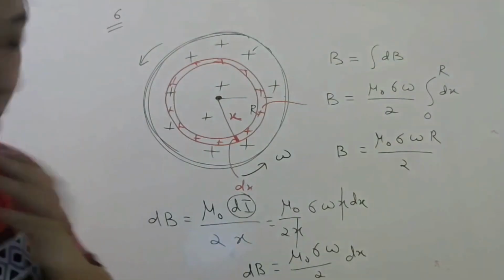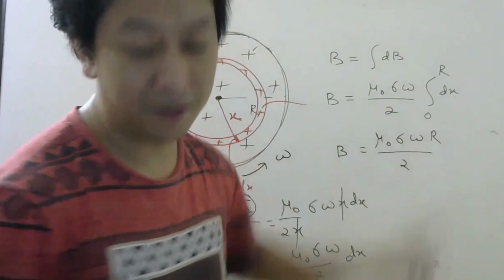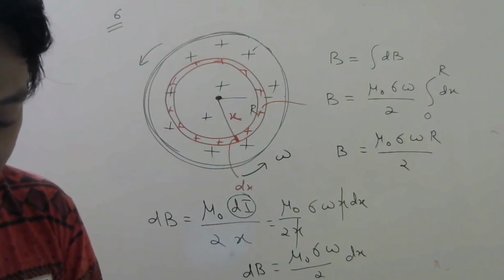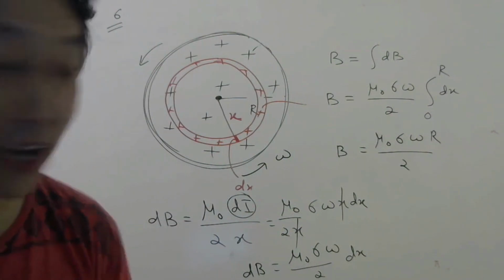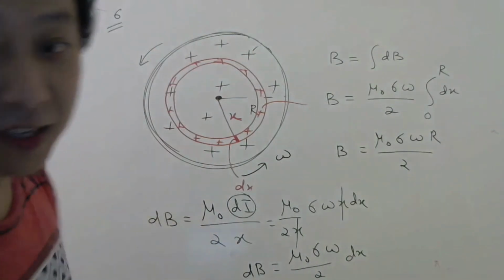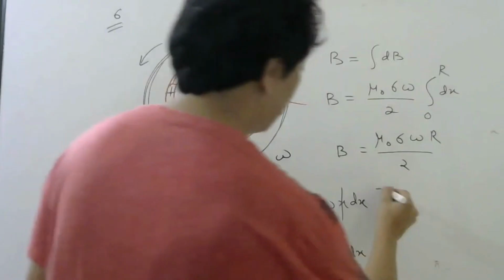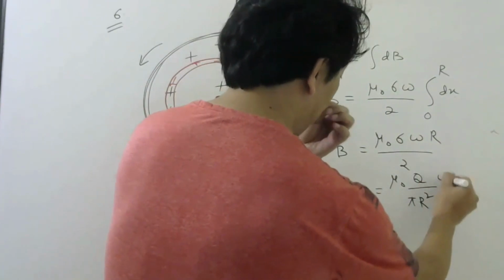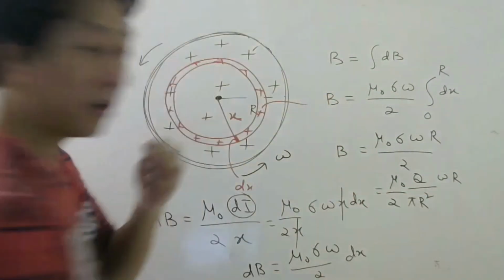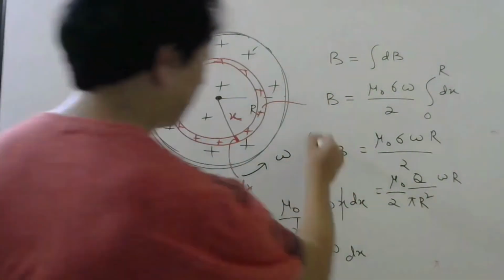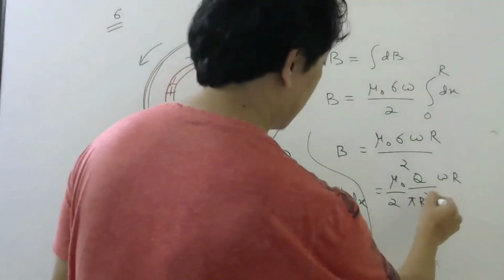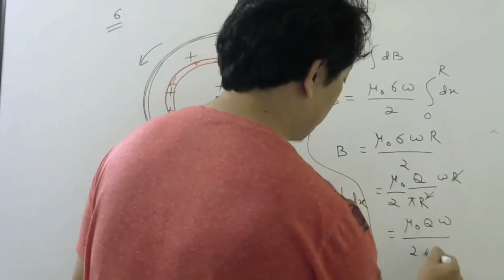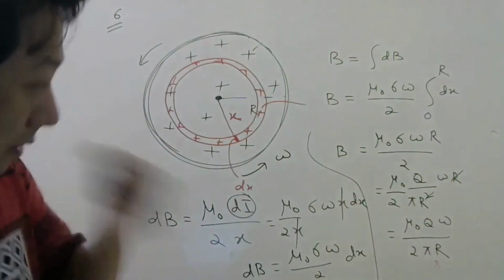Now you may think, oh, that means B is proportional to R. But here in the question they told, if we keep the amount of charge and omega constant, so you have to write in terms of charge. So how to write in terms of charge? What is sigma? Total charge by total area, pi r square. So one r will cancel, so it will be mu naught q omega by 2 pi r. So this itself could be one of the options.